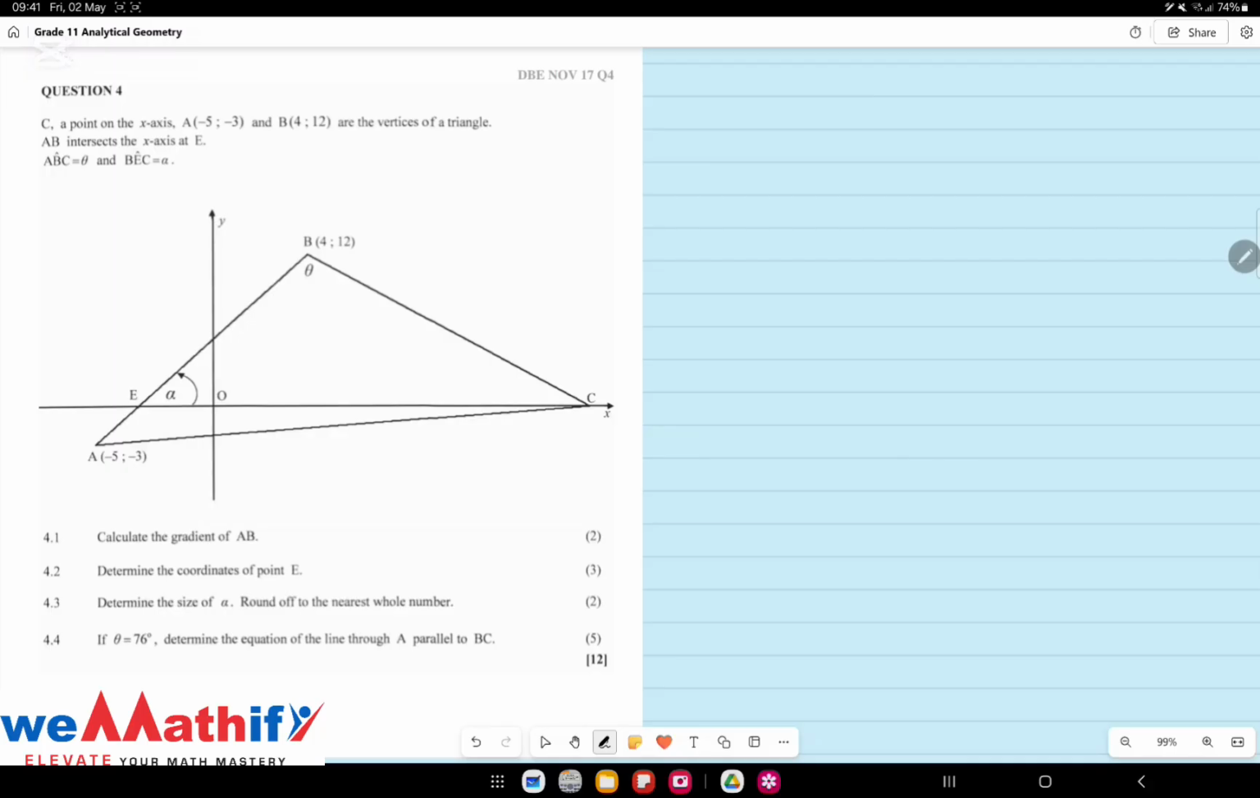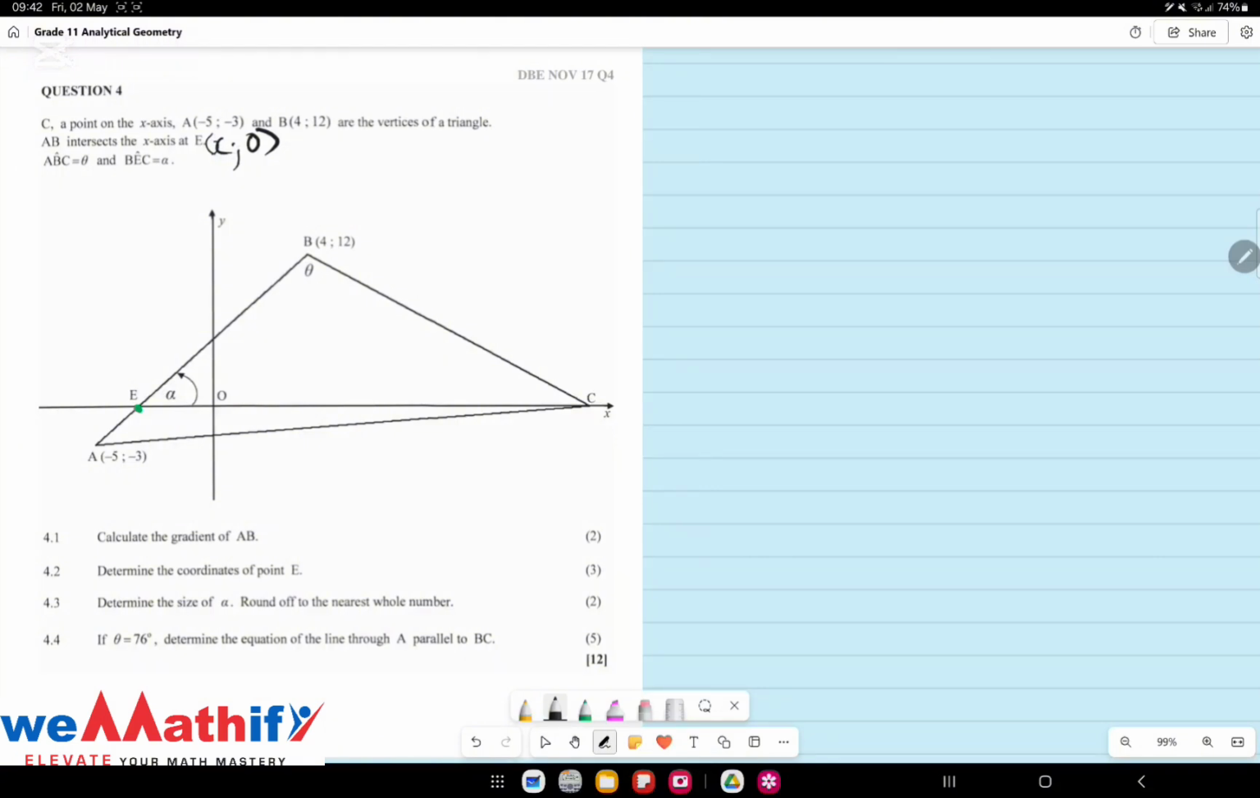Question 4. C is a point on the x-axis. A and B coordinates are given and they are vertices of a triangle. AB intersects the x-axis at E. So that's something that needs to be unpacked. At E, we already know one value of the coordinate, which is the y value. So we know at E that y is equal to 0. We just don't know x, so I'll just make it x.